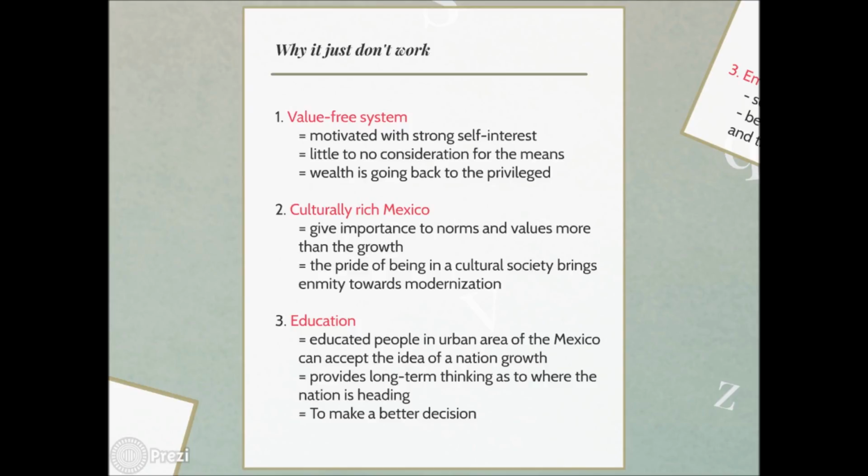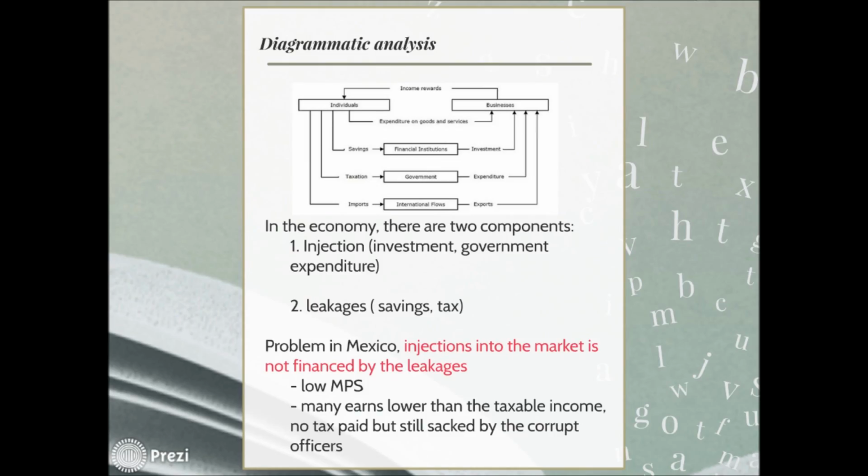And the third reason why the development theories are not prevailing in Mexico today is the difference in education level. The educated people in urban areas of Mexico can accept the idea of national growth, because they think in the long term. Education gives you the opportunity to think long term as to where the nation is heading. Okay, so let's analyze the circular flow diagram here.